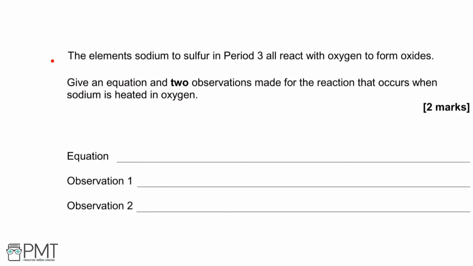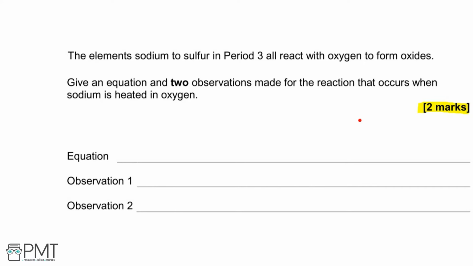The elements sodium to sulfur in period 3 all react with oxygen to form oxides. Give an equation and 2 observations made for the reaction that occurs when sodium is heated in oxygen. This question is worth 2 marks. So we're going to get 1 mark for the equation and then 1 mark for the observations. We need both of those observations to get that mark for the observations.